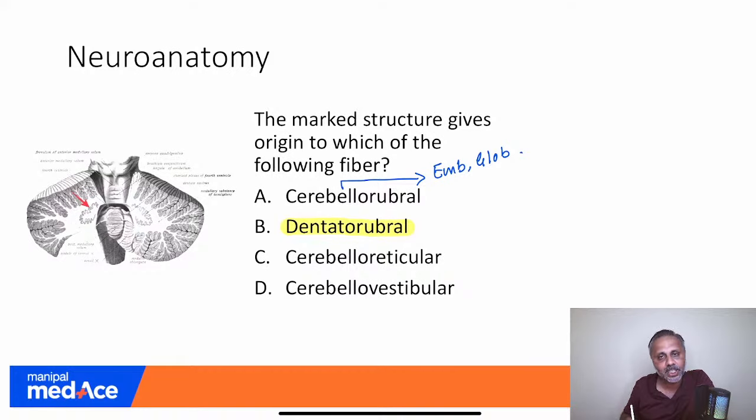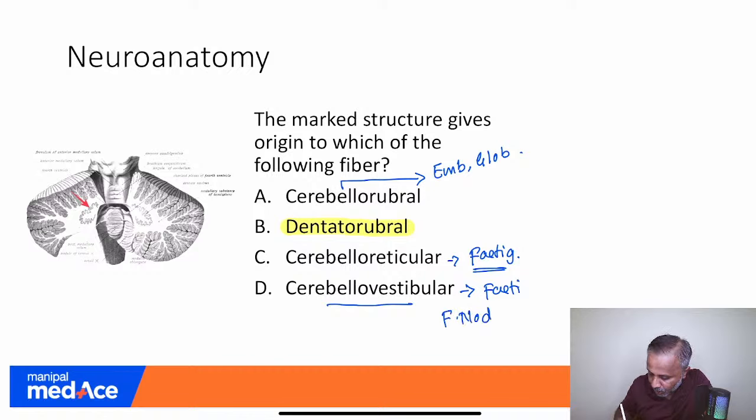Then cerebelloreticular fibers, even these arise from the deep cerebellar nuclei, but remember, this mainly arises from the fastigial nucleus. Okay, the cerebellovestibular fibers are mainly present in the inferior cerebellar peduncle as one of the efferents, and these also arise from the fastigial nuclei or the flocculonodular lobe, which is the old cerebellum. Right. So here it is clearly arising from the dentate nucleus. So the fibers arising from the marked region are dentatorubral fibers.